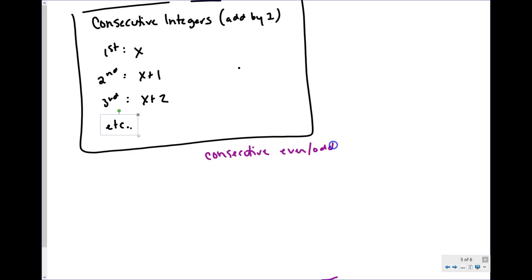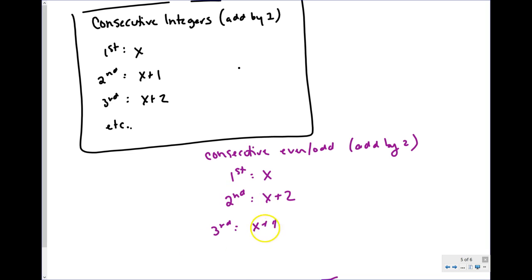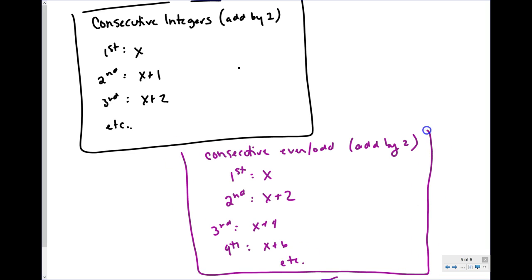Consecutive even or odd, you add by 2. So it might be helpful for you to write this down somewhere in your notes. Your first is always x, but in consecutive even or odd, your second one is x plus 2, your third one is x plus 4, your fourth is x plus 6, and so forth. You need to memorize this. So when you do mastery or your fluency first, and you're wondering how to set up these problems, this is how you set up your consecutive integer problems, okay?